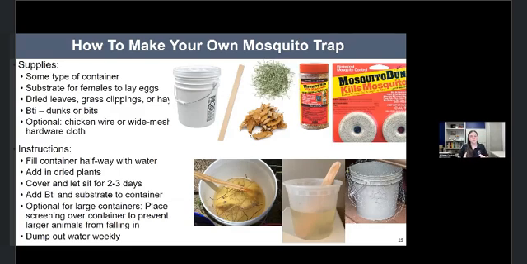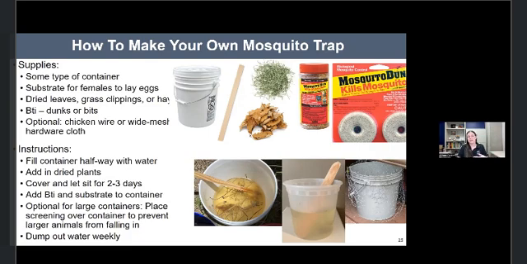So what you want to do is fill your container about halfway up with water, whatever size it is, halfway up is about the right amount. Then you want to add your dried plant matter, whether that's grass or leaves, hay, and you're just going to want to push it down into the water. And basically what you're doing is you're making tea out of it. You're steeping these plants so that their nutrients are basically coming out into the water and making a really nice habitat for attracting your female mosquitoes to lay their eggs.